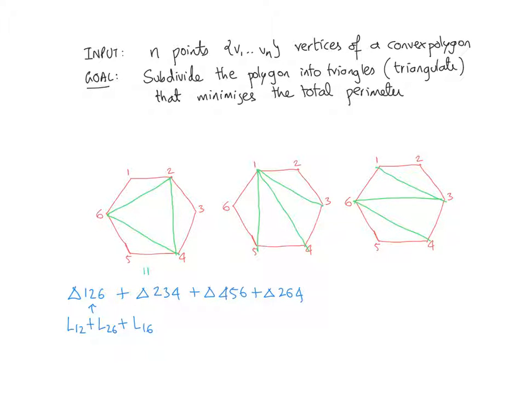So let's assume that we can calculate the length of any edge of the polygon efficiently. If you know the coordinates of the two endpoints, it's an order 1 time computation to compute the length of an edge. Given any triangulation, we just want to add up the lengths of all the edges of every triangle, and then that gives us the cost of the triangulation. And what we want is, among all possible triangulations, the triangulation with the smallest possible cost.